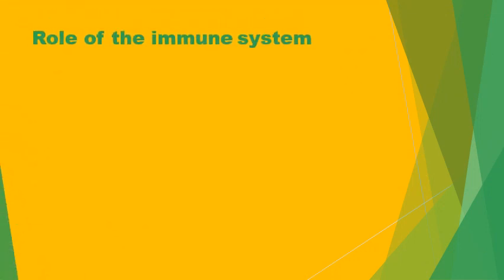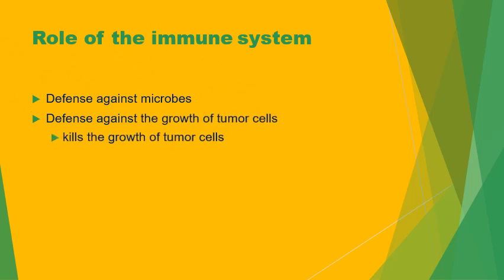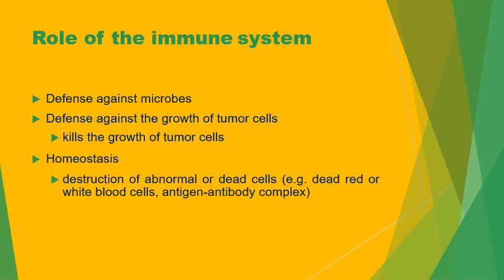Let's go straight to the roles of the immune system. Role number one is defense against microbes. And what are microbes? Microbes are tiny or microscopic living organisms that cause diseases, e.g. bacteria and viruses. Role number two is defense against growth of tumor cells. The immune system does this role by killing the growth of tumor cells. Role number three is homeostasis. Homeostasis is any self-process by which biological systems tend to maintain stability while adjusting to conditions that are optimum for survival.